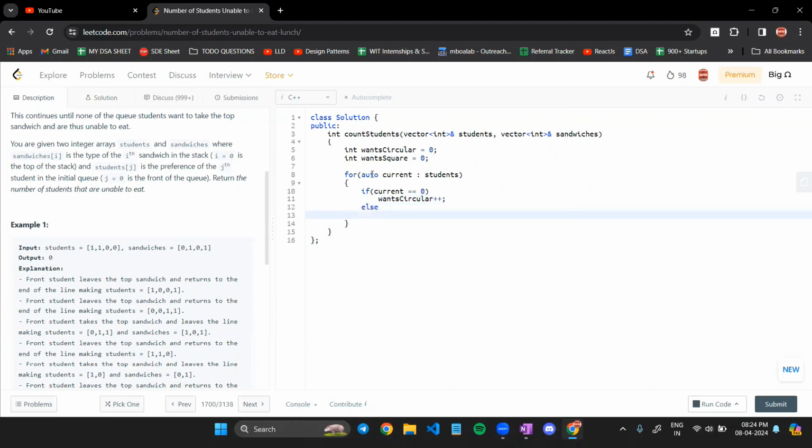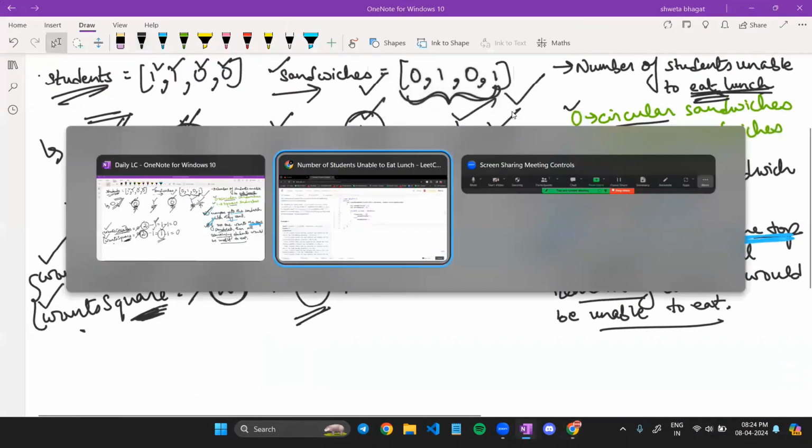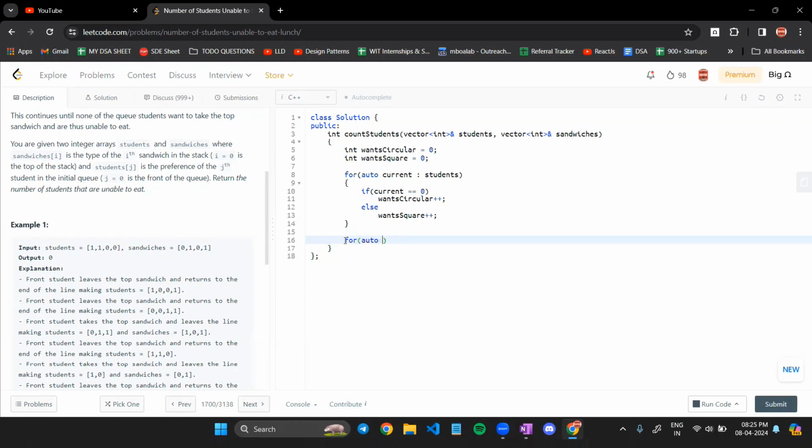Else what could be possible? Else it could be possible that the current sandwich is a square sandwich. So what we will do? We will simply increment the square sandwich count, correct? That is wants square plus plus, correct? Now once we have populated the count of students who want a circular sandwich and the count of students who want a square sandwich, what do we have to do? We have to iterate over this sandwiches array, correct? So we will say for auto current : sandwiches.